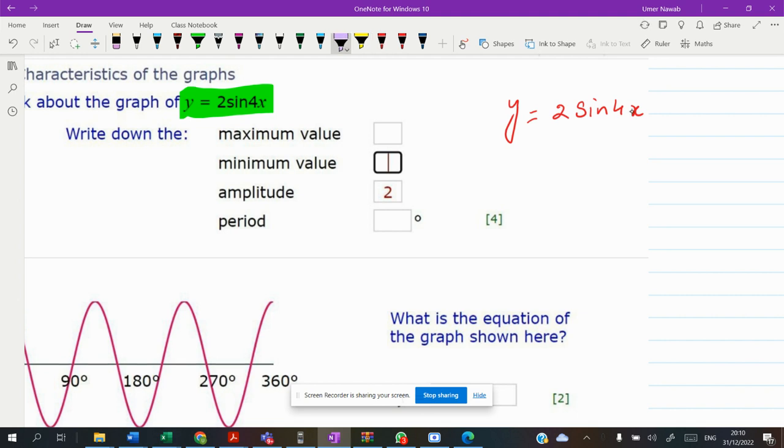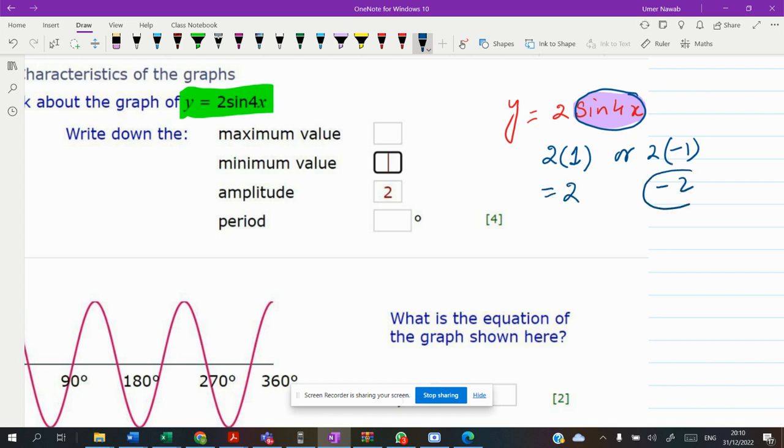First of all, in the place of sine 4x, we need to replace plus 1 and minus 1 to get the maximum or minimum value. So one time in the place of sine 4x you write plus 1, and second time you write minus 1. What is the answer? 2 and minus 2.